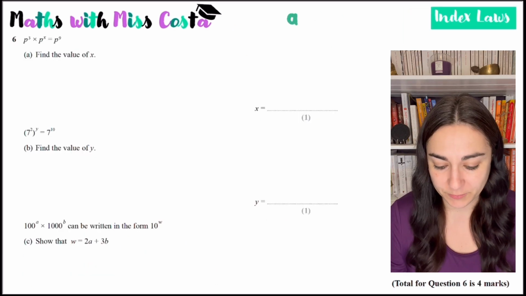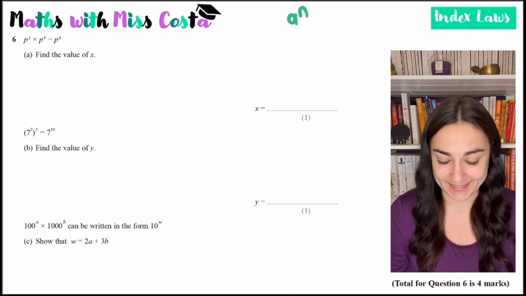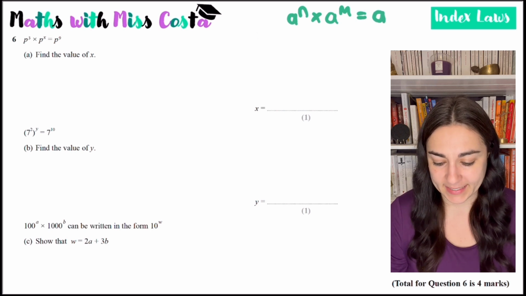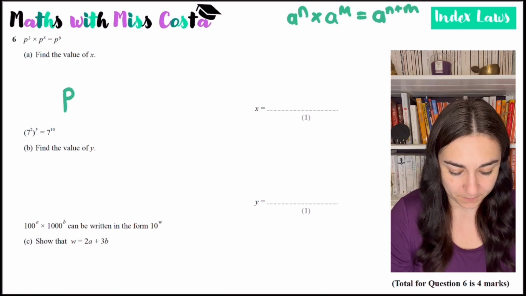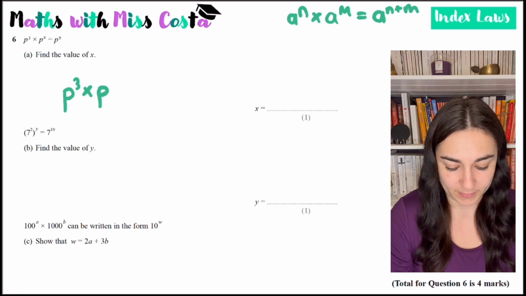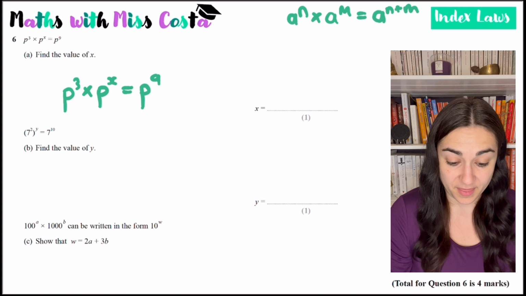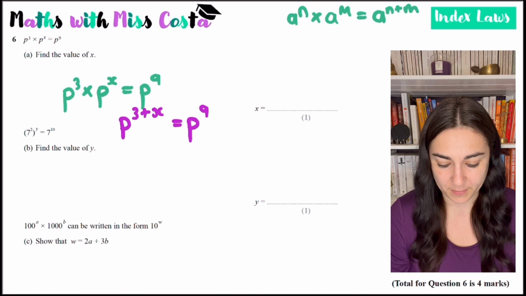It's helpful to just write out the things that we remember. So with my index laws, or laws of indices, the law of multiplication is that when I'm multiplying indices, I can add the powers together. So I know that p to the power of 3 times p to the power of x equals p to the power of 9. Therefore, p to the power of 3 plus x must equal p to the power of 9.